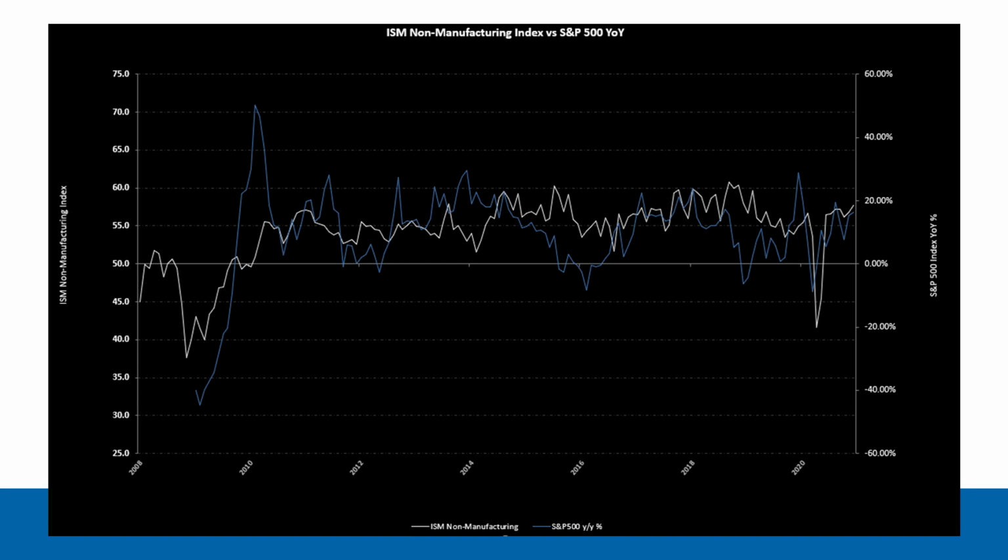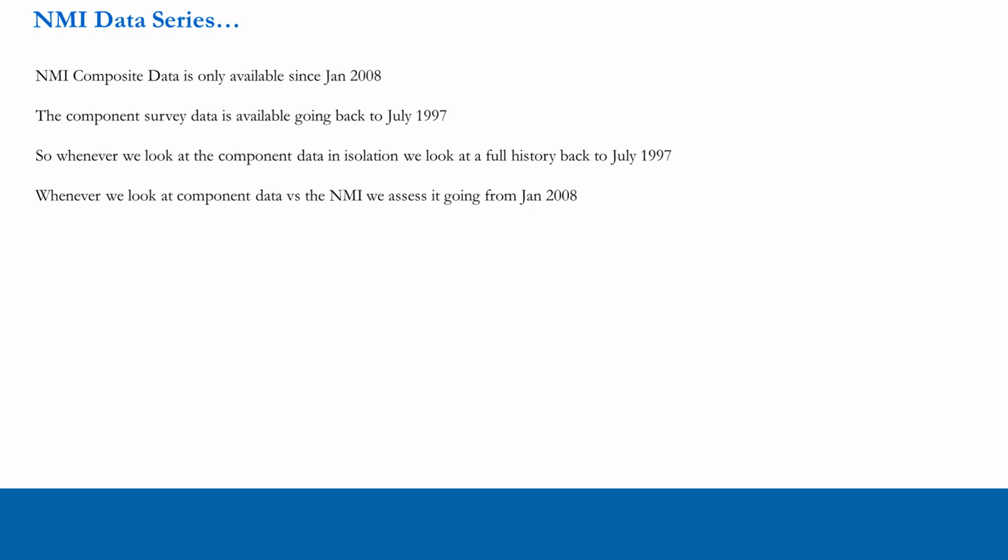Now, when we think of the data series itself, you'll have this in the downloads area in the spreadsheets. When we think of that data series, we mentioned this earlier, the NMI composite data is only available since January 2008. The components data, so the components of the survey, goes back to July 1997. And we can do a number of things with this data.